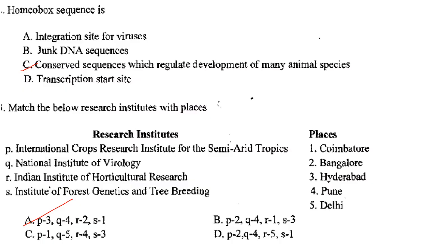Then next one, homeobox sequence is a conserved sequence which regulates development of many animal species. Answer is option C. Then match the below research institutes with places. International Crop Research Institute for the Semi-Arid Tropics is situated at Hyderabad, P3. National Institute of Virology is in Pune, Q4. Indian Institute of Horticultural Research is in Bangalore, R2. Institute of Forest Genetics and Tree Breeding is S1. So the answer here is option A, P3, Q4, R2, S1.